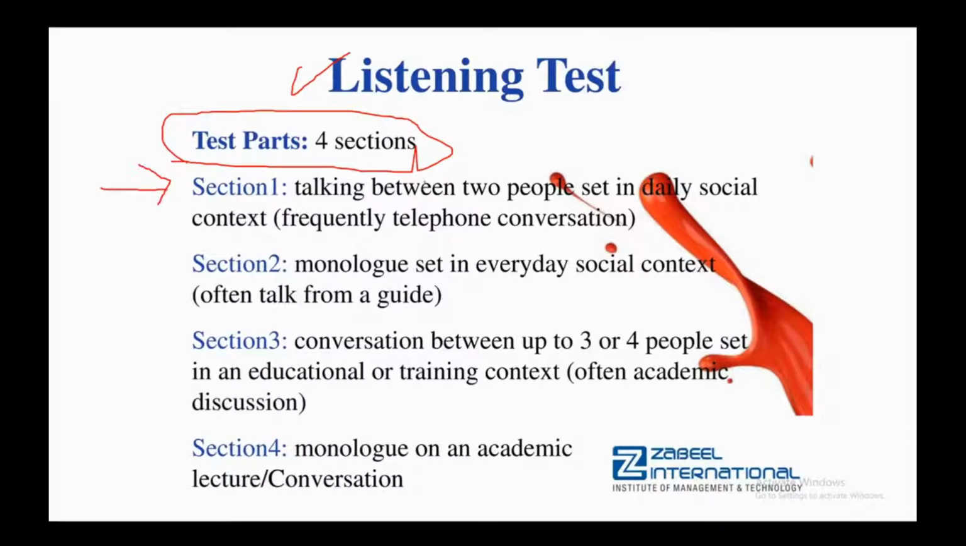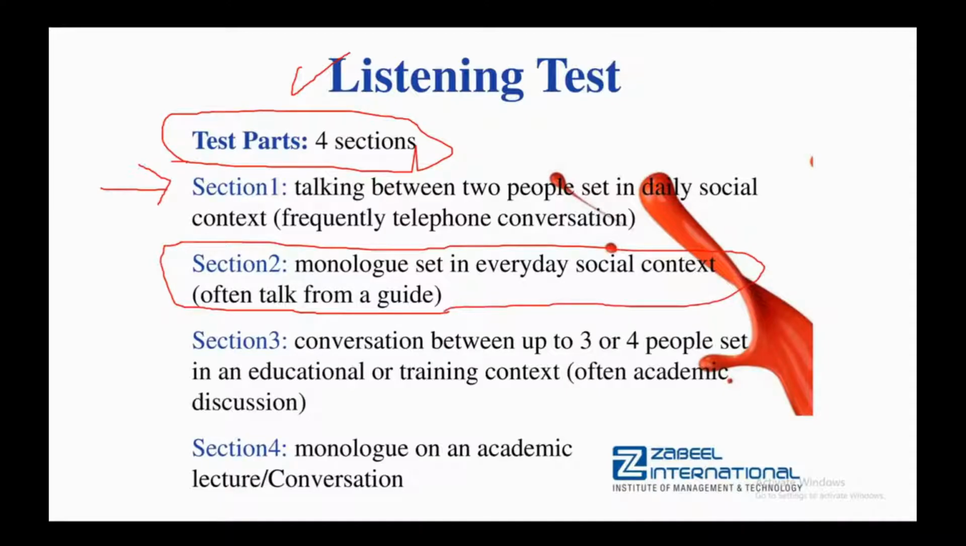But in section 2, there is a monologue set in an everyday social context, often a talk from a guide. So a tour guide or someone will be guiding about any historical place or any entertainment thing in section 2. In section 3 there will be a conversation between 2 or 3 or 4 people about an education or training context. Academic discussion will be there. And in section 4, a monologue in the form of an academic lecture will be given to you, and you will be listening.